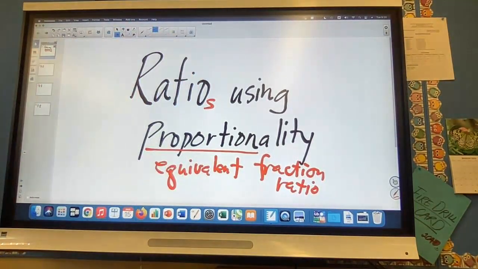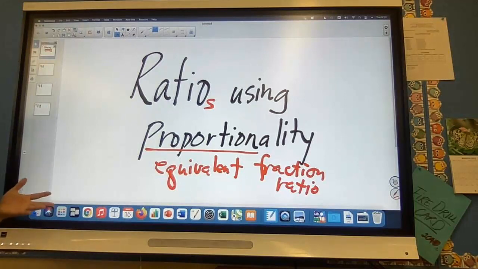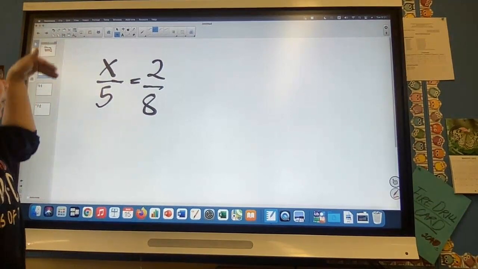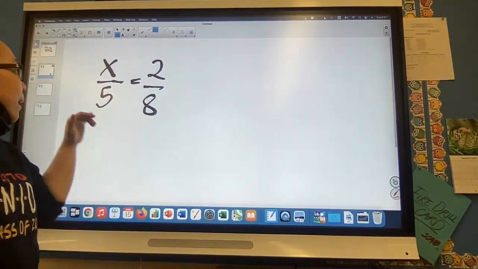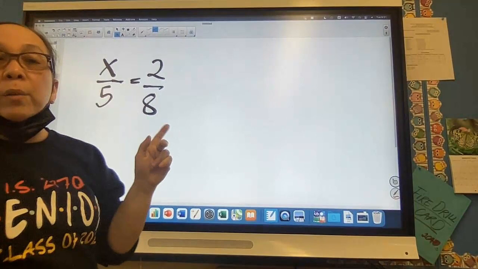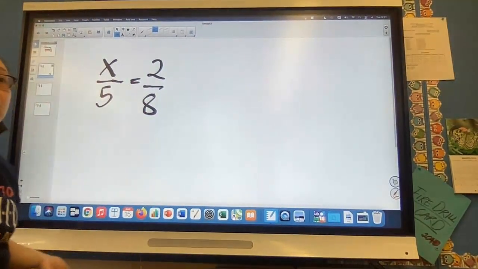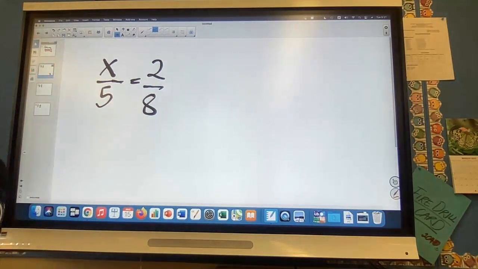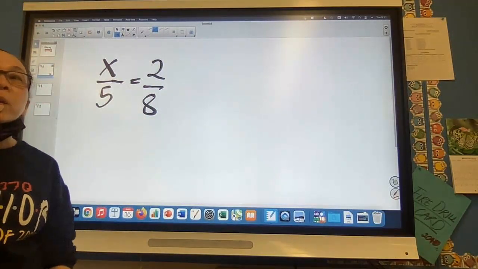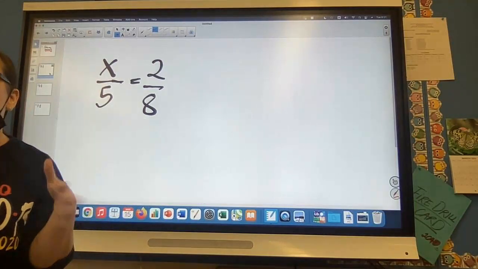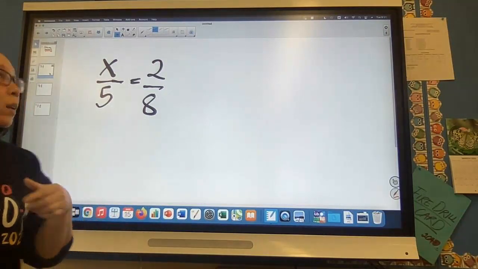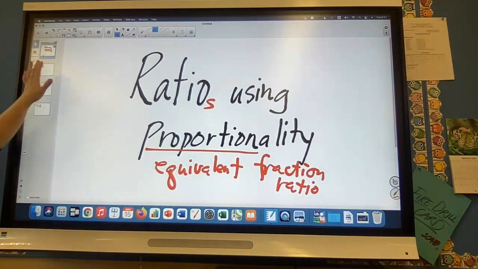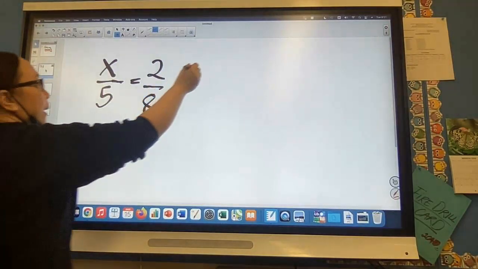So now we're gonna be working on some examples that are not directly a factor of a number. So for example, I have this: x over 5 equals 2 over 8. We know that 5 is not a direct factor of 8. So what do we do? We could make the denominators the same. That's also okay. But for this one, we're using proportionality. It means we're gonna cross multiply.